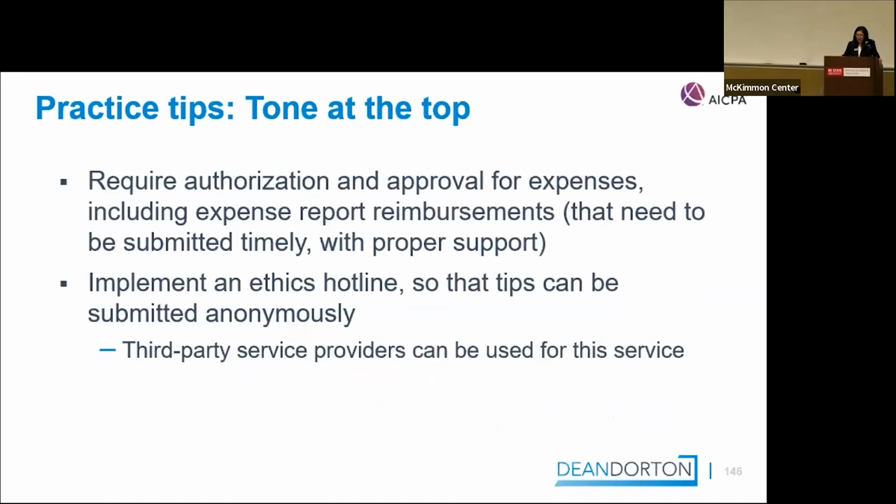You should require authorization and approval for expenses, including expense reports and reimbursement. Your expense reports should be timely submitted so they can be properly reviewed. If you have an employee submit expense reports for an entire year at a time, now granted, we have a good control because most people don't want to wait that long for their money. But if they do want to wait that long, it's very hard to review something that far after the fact to make sure it's accurate. And you need to make sure it has proper support. We've already talked about the ethics hotline.